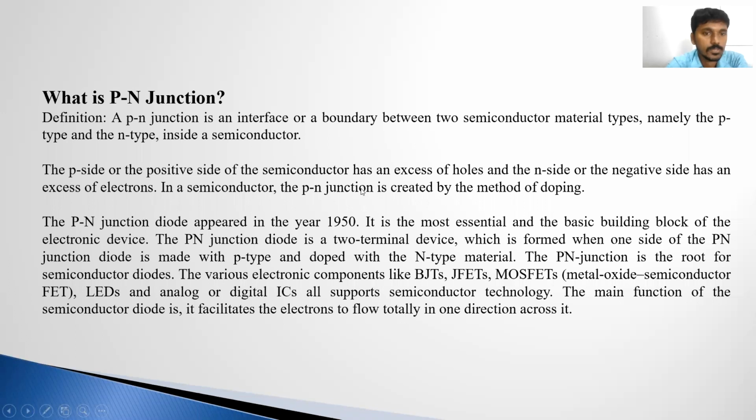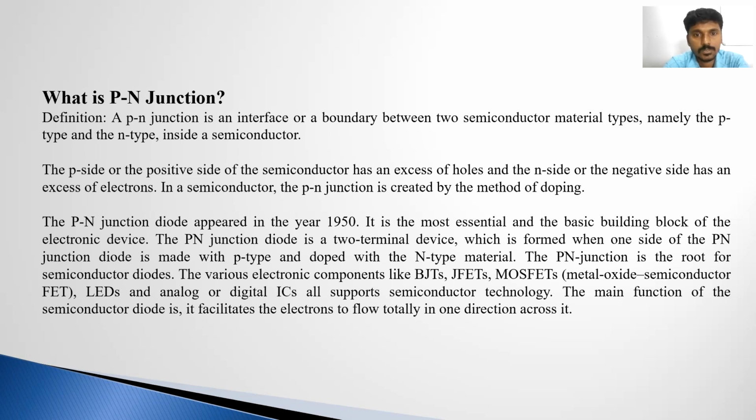The PN junction diode appeared in the year 1950, meaning the PN junction device was invented in 1950. We already discussed this in the power electronics introduction class. It is the most essential and basic building block of electronic devices. For introducing power electronics, this is the most basic block. Without the PN junction concept, there is no power electronics subject.